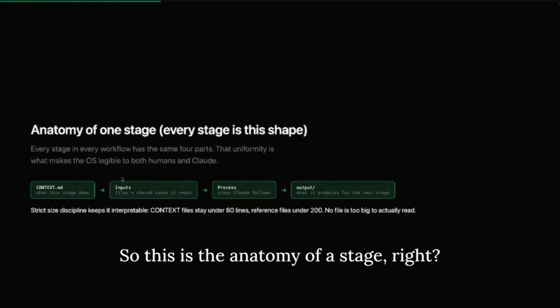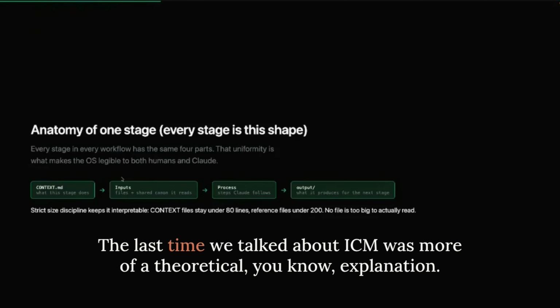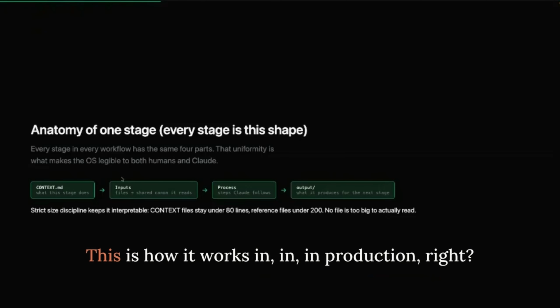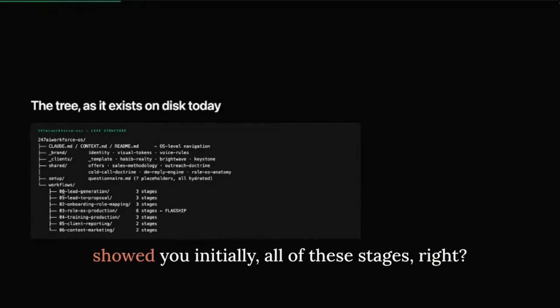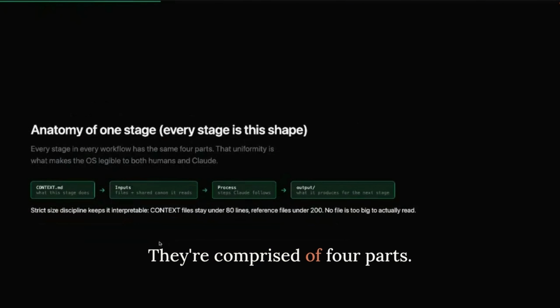So this is the anatomy of a stage, right? The last time we talked about ICM, it was more of a theoretical explanation. This is how it works in production. Every stage in the workflow that I showed you has 4 parts. Each of these stages that I showed you initially, all of these stages, are comprised of 4 parts.